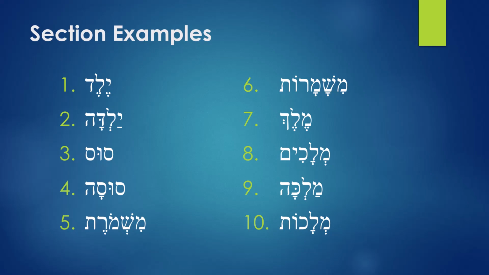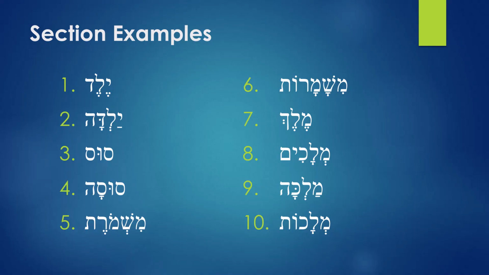Word number 9, we have the word malka. Malka is a feminine singular word. Why? Because of that a ending. A ending means the word is feminine singular. Ot ending means the word is feminine plural. Im ending means the word is masculine plural. No ending means the word is masculine singular. So malka is feminine singular. Malka means queen. And this is its lexical form.